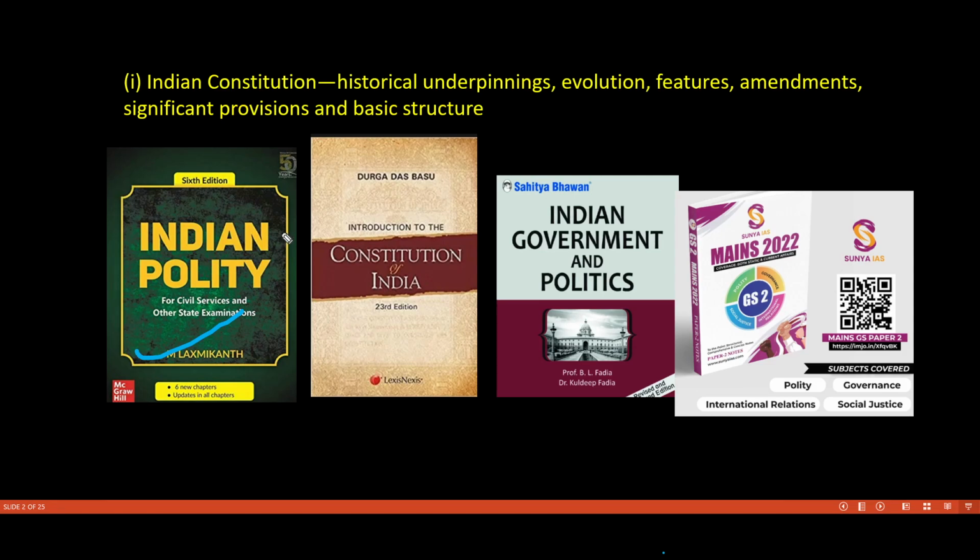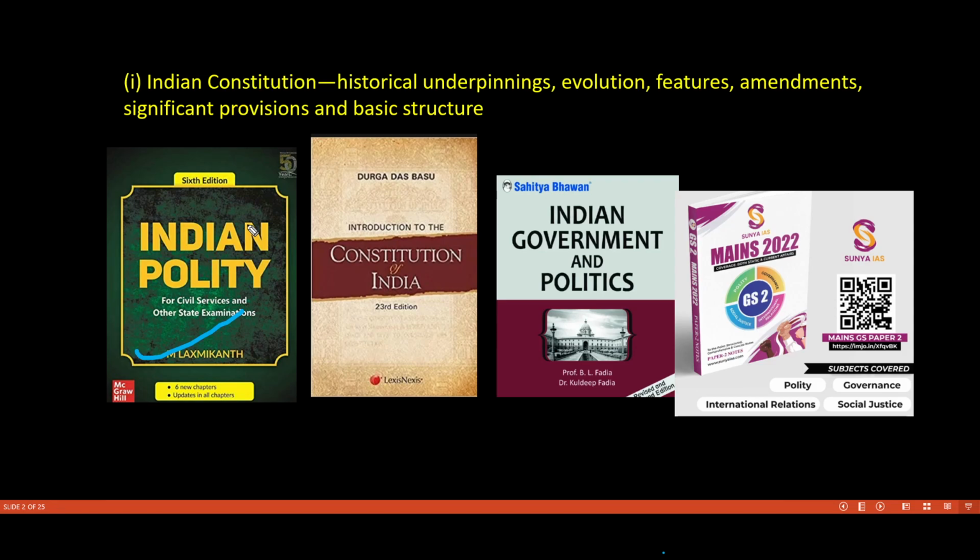The best book for tackling this paper is obviously Indian Polity by M. Lakshmikant, because of its utility for prelims as well. This is a very good book. Please try to read this book as many times as possible, because you can tackle the 10 to 12 questions that come in prelims from this book, and it is also very beneficial for up to 50 to 70 marks in the mains paper.